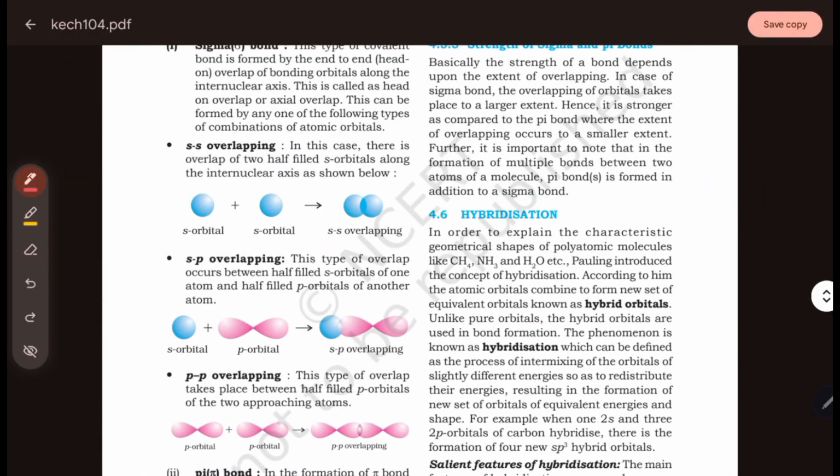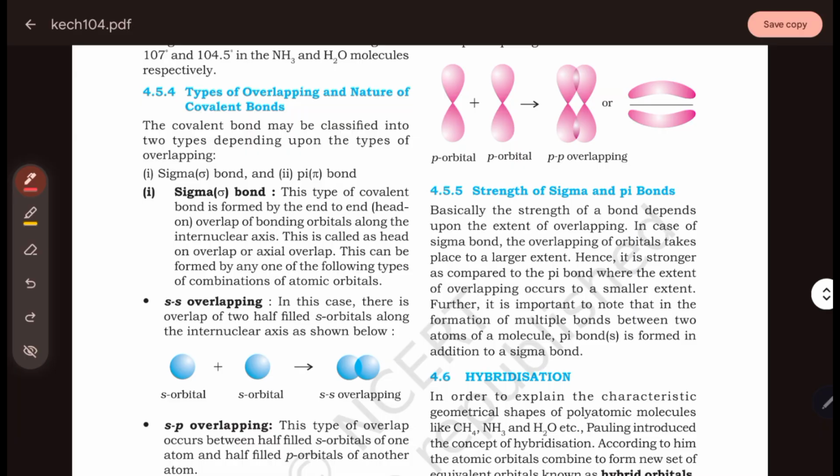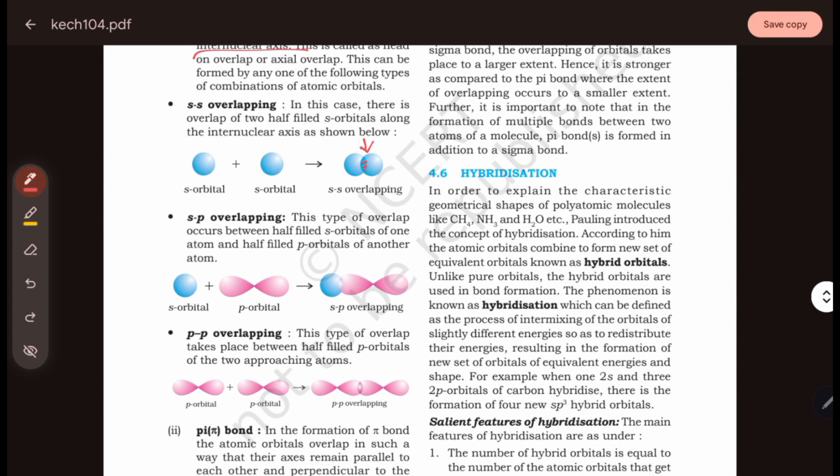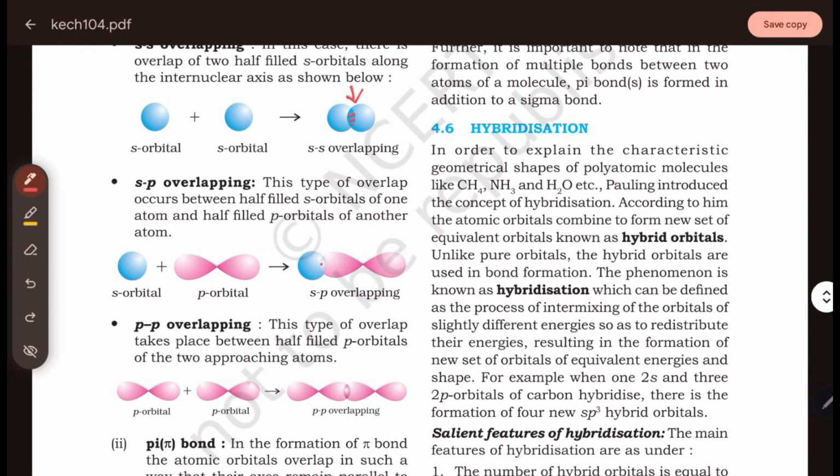Then, moving on to the types of overlapping. Just now I said there are two types of overlap. One is sigma and the other is pi. Sigma is always known as head-on overlap or end-to-end overlap. That is overlap of bonding orbitals along the internuclear axis. Now, it of course depends on the shape of the orbitals. S orbitals are spherically symmetrical. So when they are overlapping, this is your SS overlap and this is the region of overlap, and it is a sigma overlap. S to P overlap along the internuclear axis will be this type of overlap.